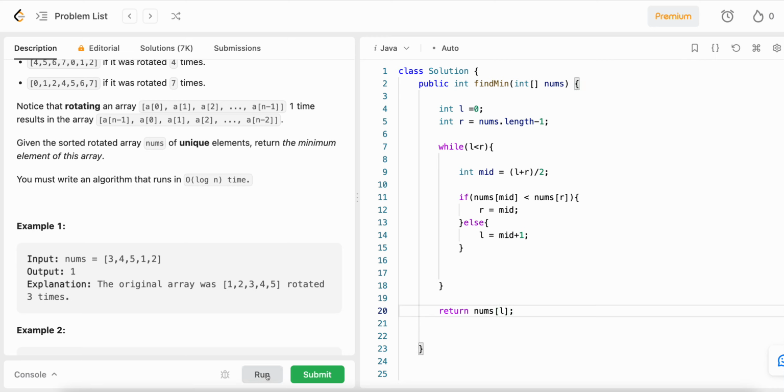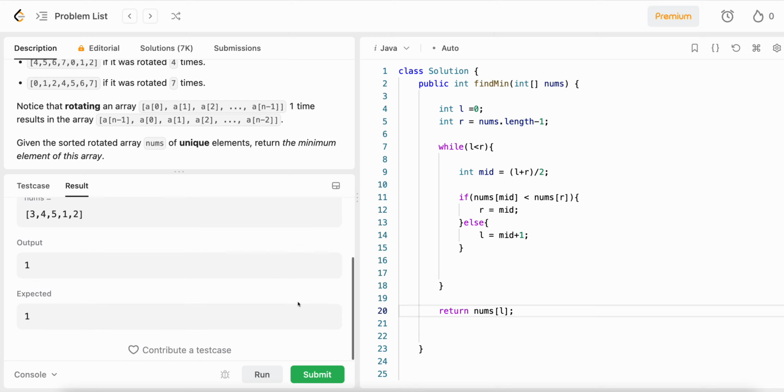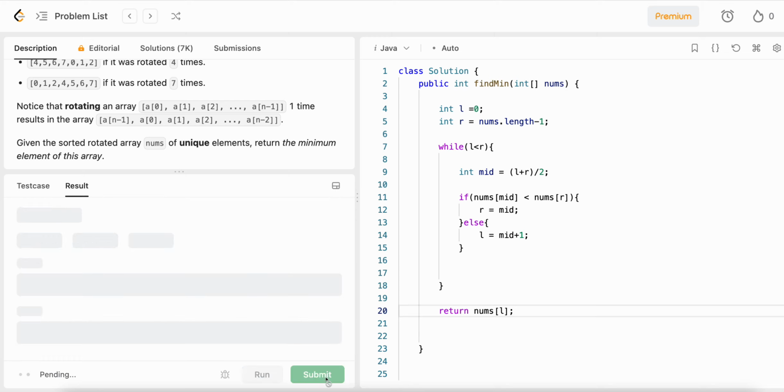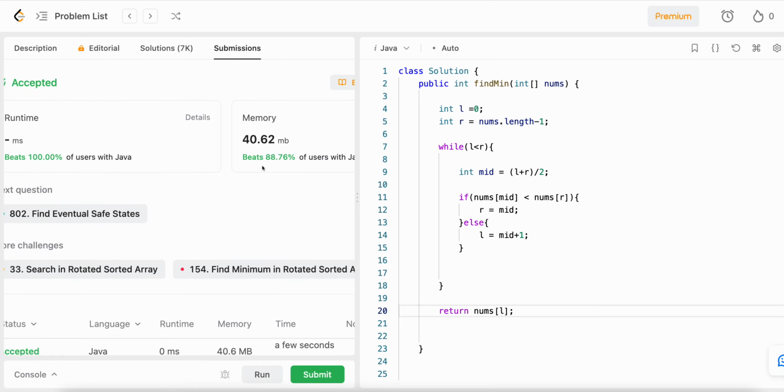Okay, let's run this example. It got accepted, and let's submit it. It got submitted. So hope you understood this question. It is one of the important interview questions.